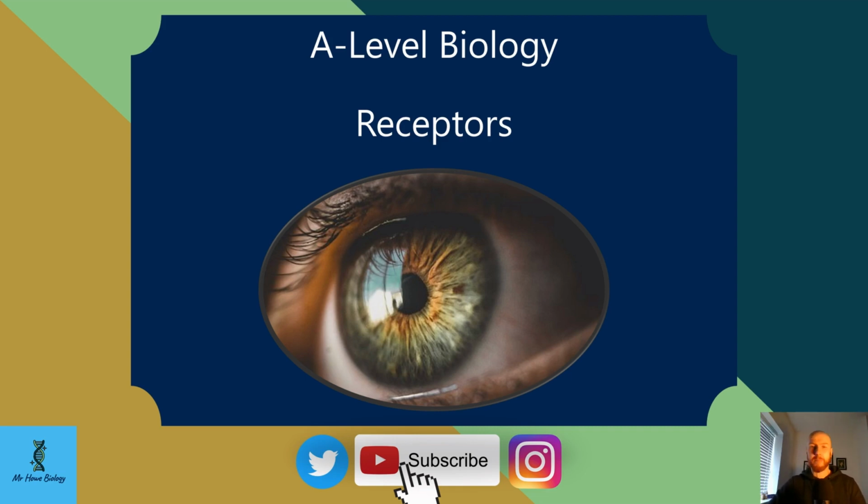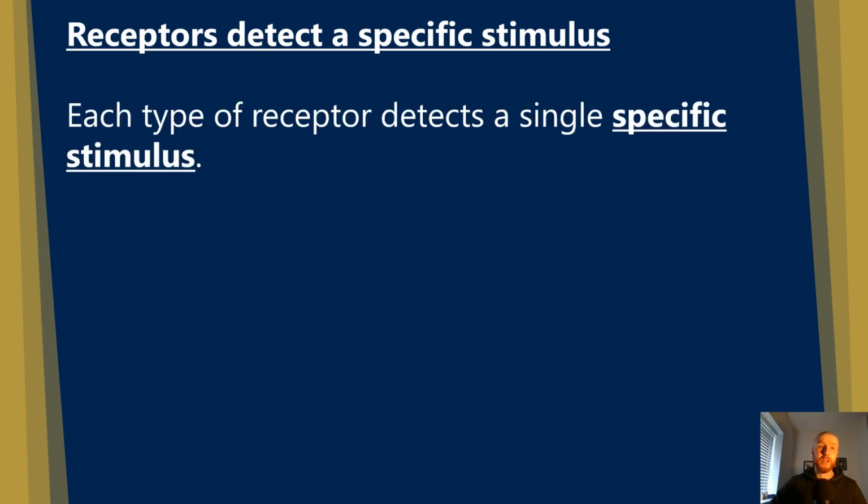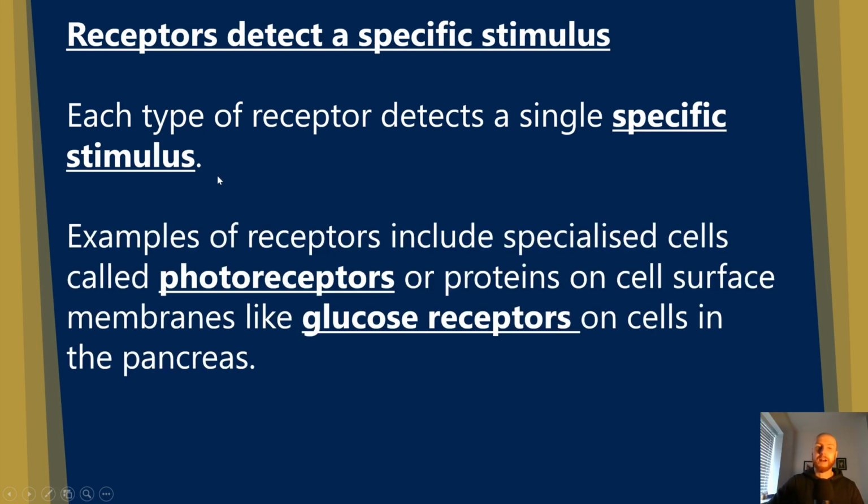So we're talking about A-level biology receptors today. Receptors detect a specific stimulus, and each type of receptor detects a single specific stimulus. For example, photoreceptors detect light, chemoreceptors detect a specific chemical, and things of that nature. Examples of receptors include specialized cells called photoreceptors or proteins on cell surface membranes, like glucose receptors on cells in the pancreas. So a receptor can be a specialized cell, or it can just be a special protein with a specific tertiary structure complementary to something that needs to be detected.